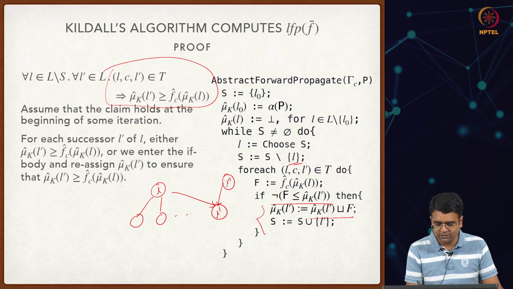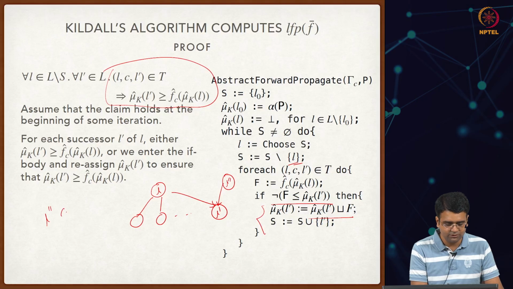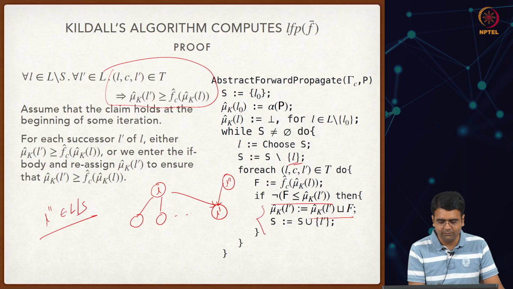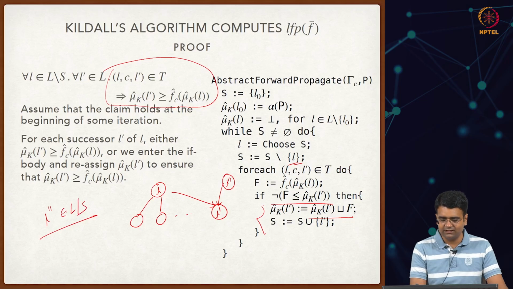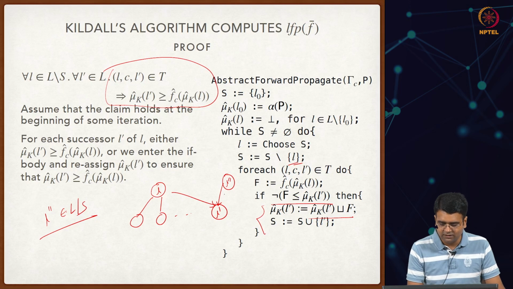So, suppose this L double prime also does not belong to S, which means that it belongs to L minus S. If L double prime is in L minus S, and this L prime is a successor of L double prime, then we also need to show, for this particular statement, C prime, which is labeling the edge from L double prime to L prime, this f hat of C prime.